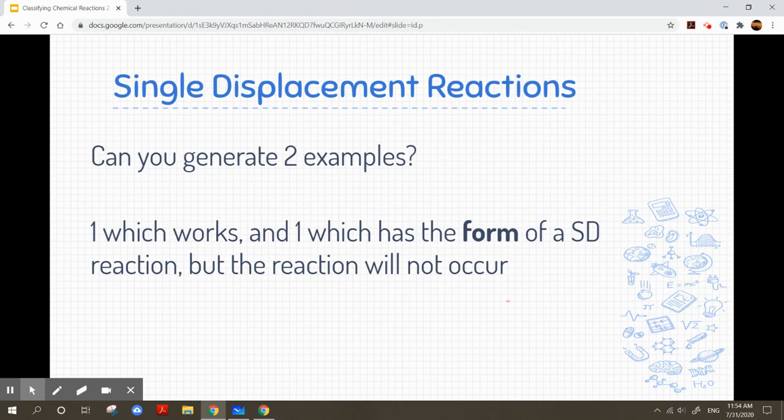So here's something to try yourself. Can you generate two examples of single displacement reactions involving a metal displacing another metal? One that would work, and one that has the form of a single displacement reaction, a metal reacting with an ionic compound, but because of the location of those two metals on the activity series, that reaction will not actually occur. So one reaction which will work and one reaction which will not work.